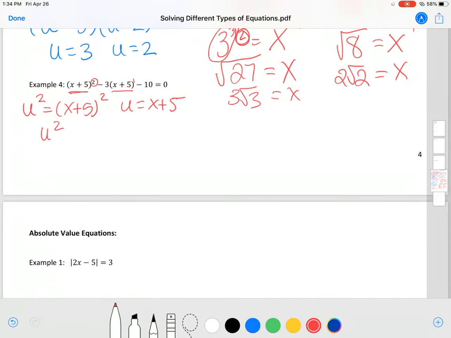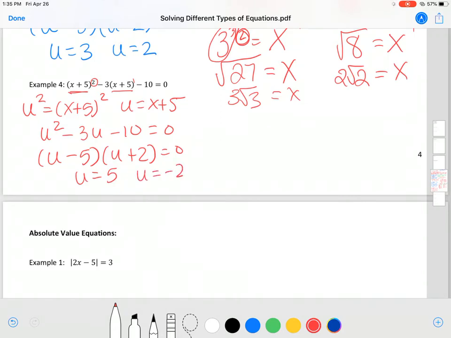So I have u squared minus 3u minus 10 is equal to 0. This I can factor. I can rewrite this as u minus 5 times u plus 2. So that means u is going to be 5 and u is going to be negative 2. So now to go back in and finish solving for x, I have to go back and figure out what x is based on our substitution. We said u is equal to x plus 5. And we said our two possibilities for u are 5 and negative 2.